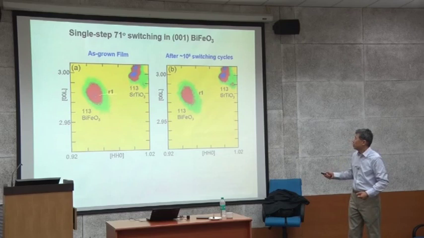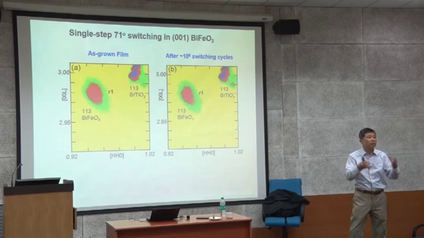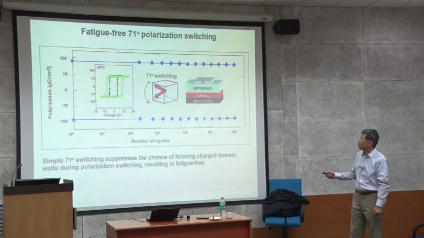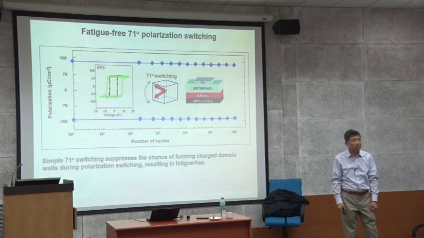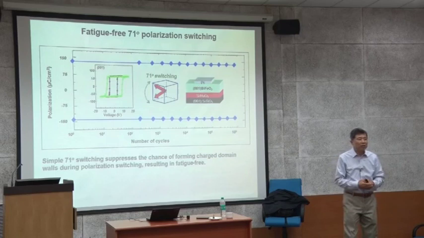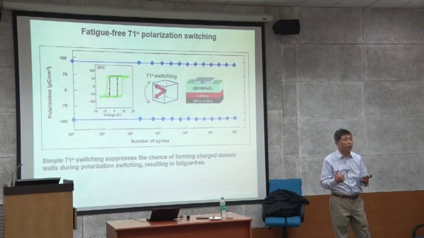And then you have this whole sample, this whole area, like a millimeter or a 10 millimeter size sample, and everywhere is the same kind of single domain. You have to switch it. So when you do that, for your switching fatigue, 71 switching, after a million cycles, no fatigue. So now, I think the fatigue mechanism here is the formation of charge domain in the 111 state.